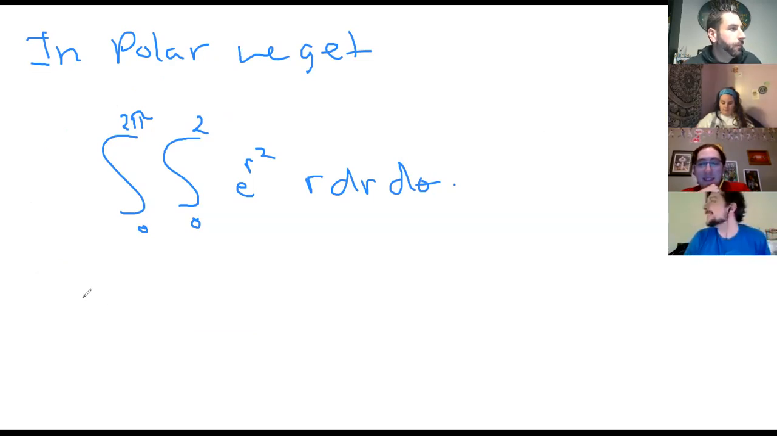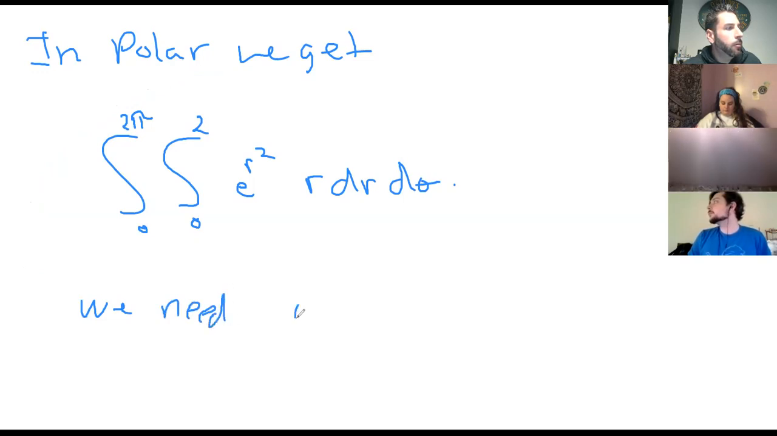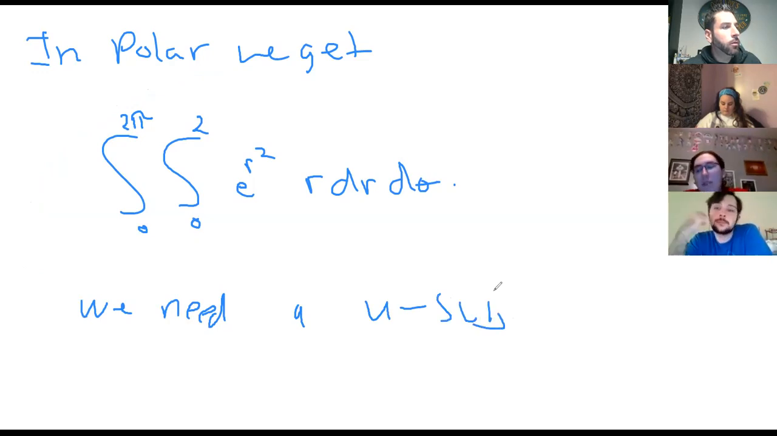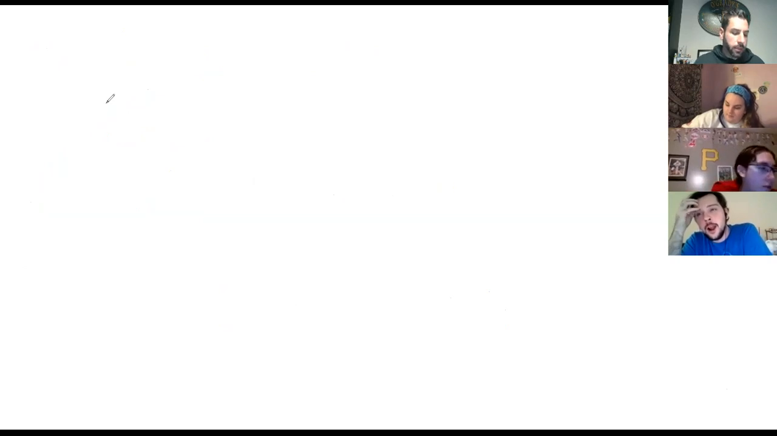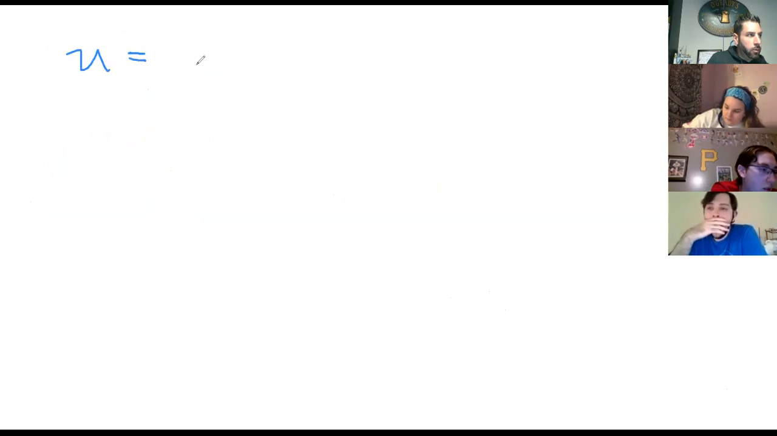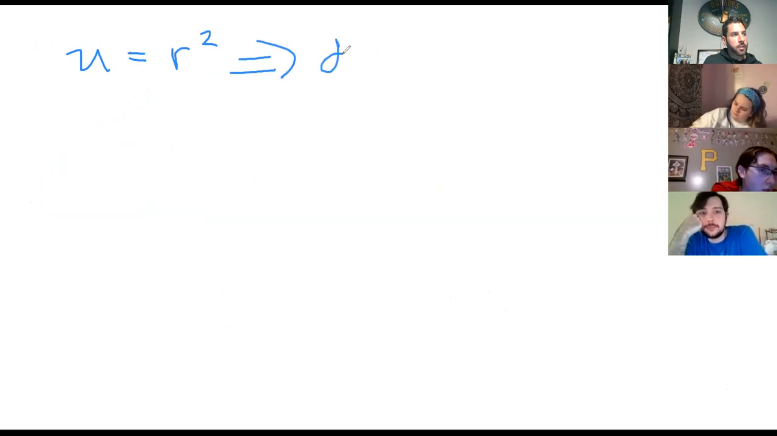So here we go. What we need is a u sub. Remember that from Calc 2? I'm writing with my mouse right now until I get to the next page. So what is the correct substitution? You need u equals r squared. And what does that mean? That means that du is 2r dr.